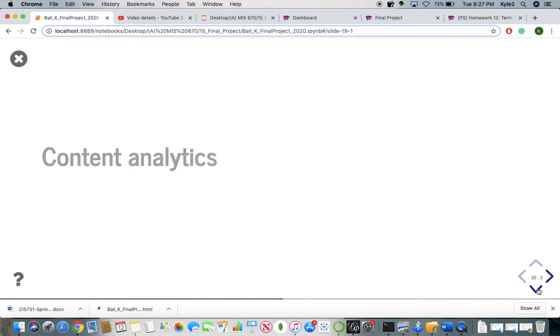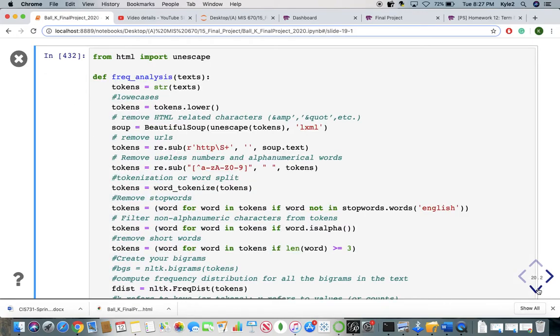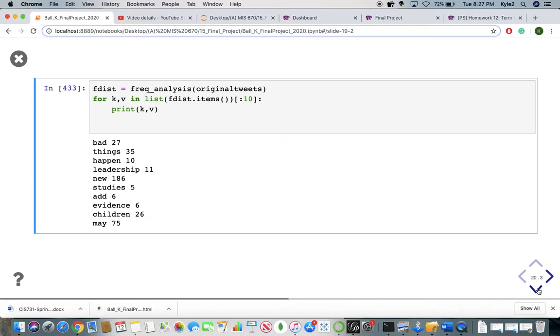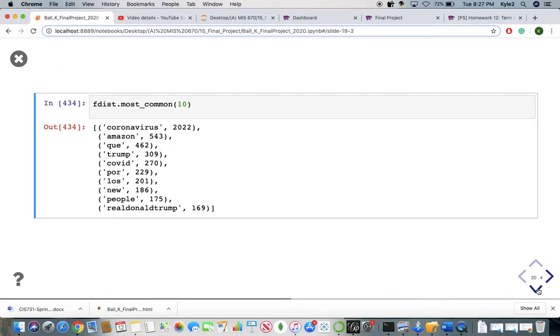Content analytics, using my own functions that I created. You're able to take stuff from original tweets, sentiment, and analyze it. So these were the words that came up the most in those tweets, the top 10.